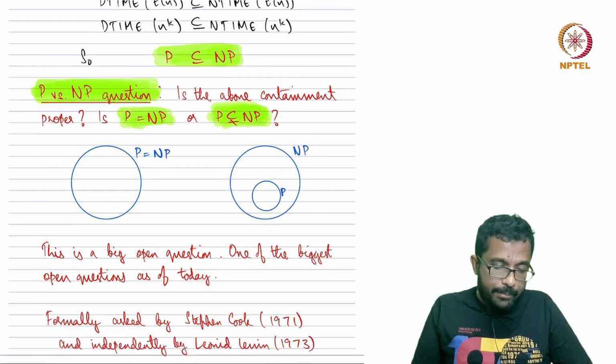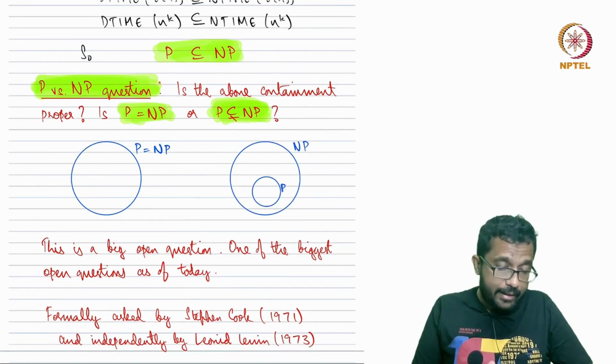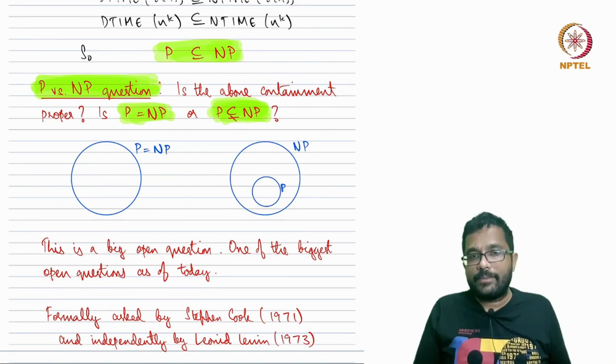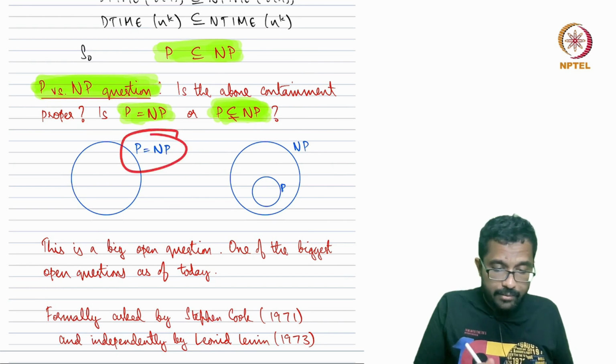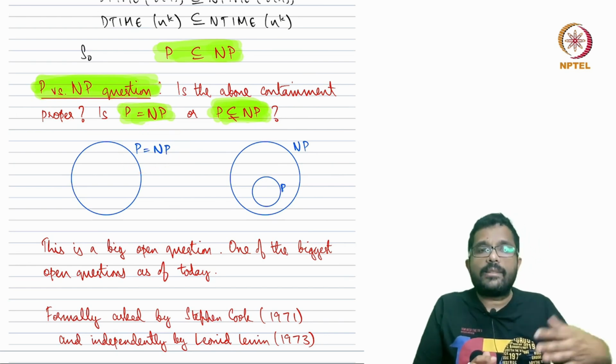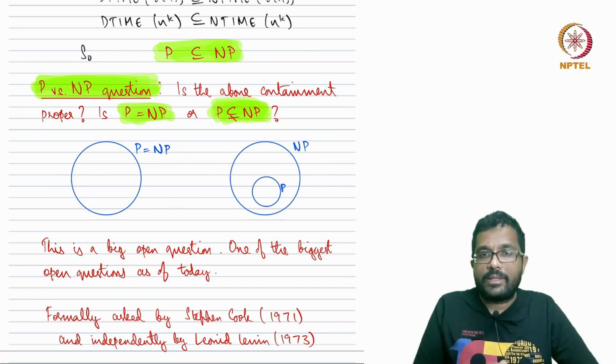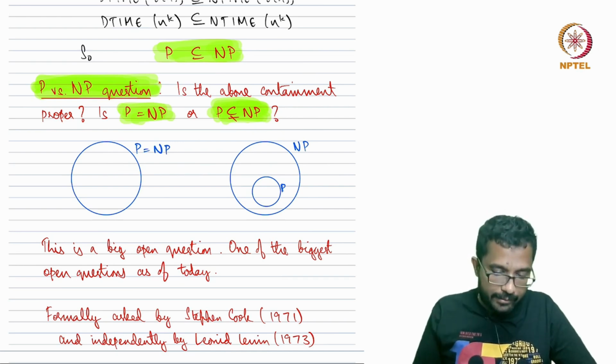So this is a big open question, and it is said that many things like the cryptographic systems as of today will collapse if it is shown that P is equal to NP. So it has some other significance as well, not just as a curiosity of an open question, right?